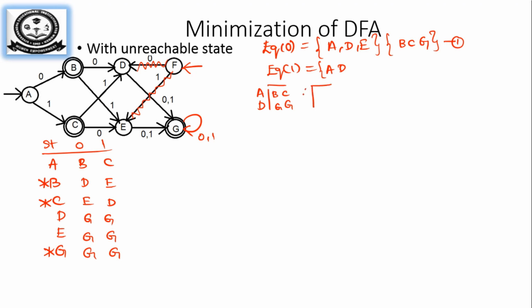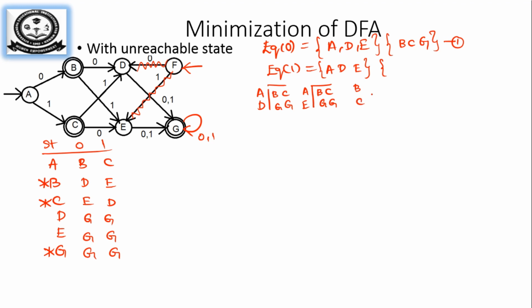Now you have to check for A and E. AE is going to be BC and it is going to be GG. It's similar to the previous one, so still no change. You will have the same thing. Now we'll check for the final states.